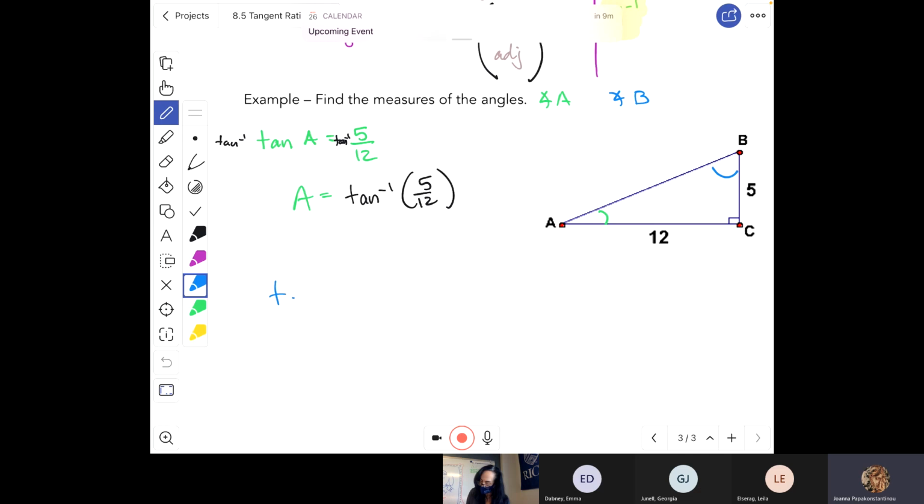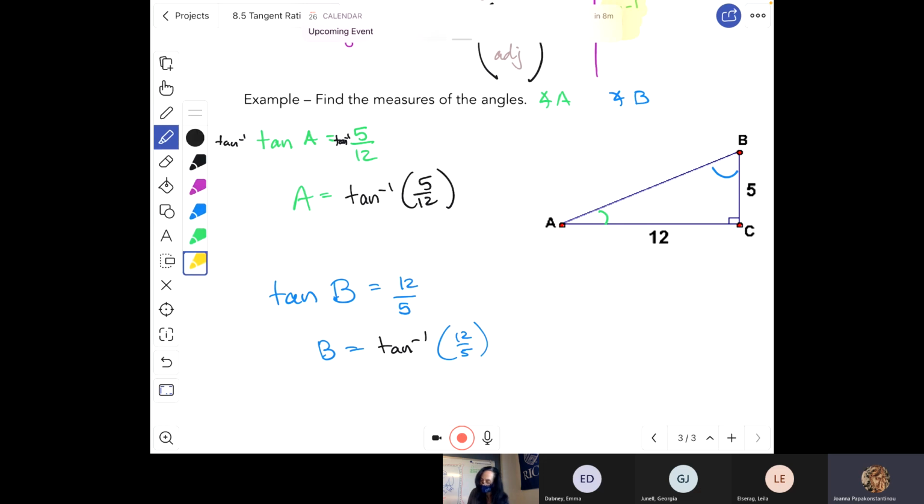Can we set up the ratio to find the measure of angle B? What would that be? 12/5, right? So then B would be the inverse tan of 12/5. So now we're going to put each of these into the calculator, and we're going to find them. So let's go ahead and do that.